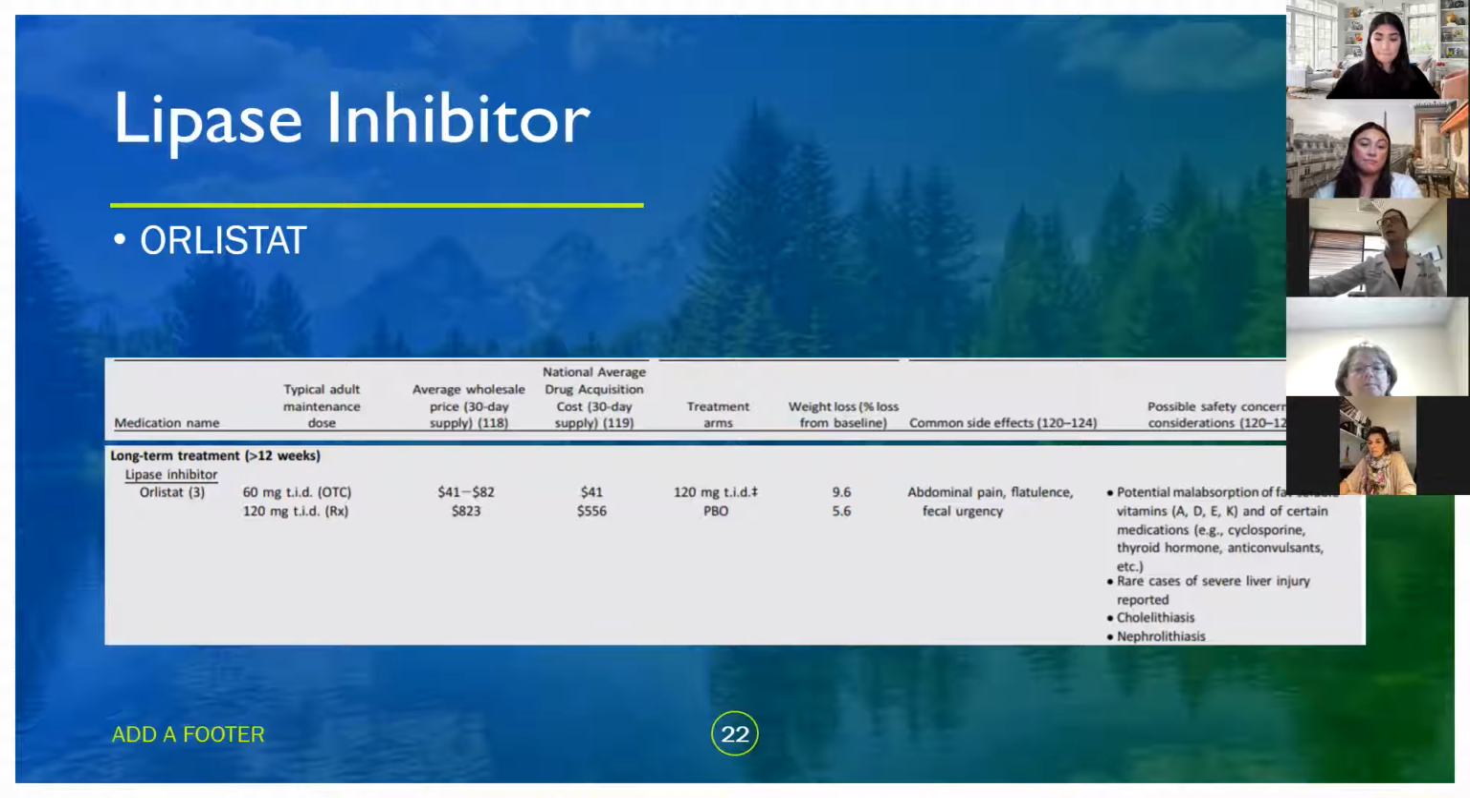$823 for a 30-day supply. So it's pretty pricey, but also it's not well tolerated just because of the side effect profile. So a lot of times, in my experience anyway, I've had a little bit more trouble getting people to continue something along these lines. Okay, next slide.